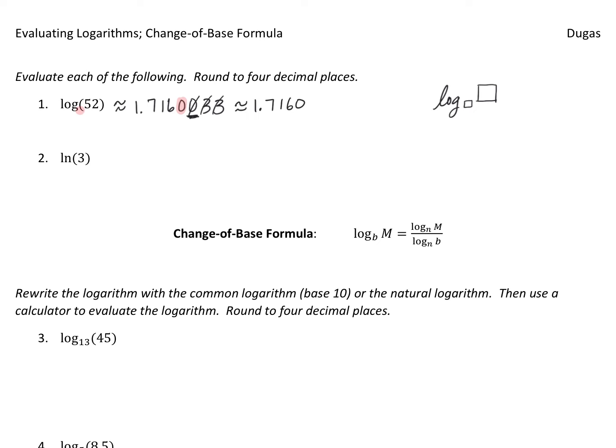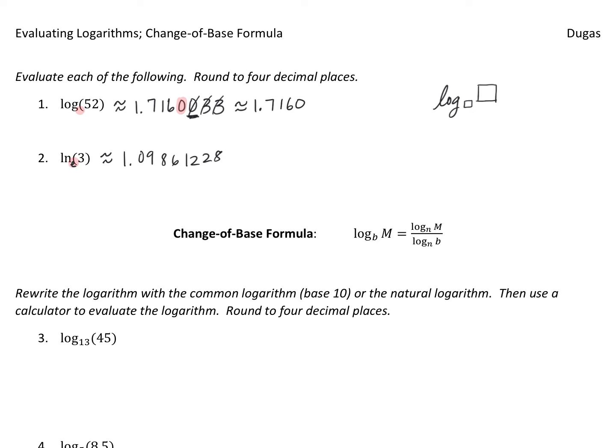Number 2 is similar. This is the natural log. And when you have a natural log and there's no base written there, it's understood to be E. So this is going to be E, and your calculator assumes that's what you mean. So I'm going to do the natural log of 3. I will get 1.09861228, etc.